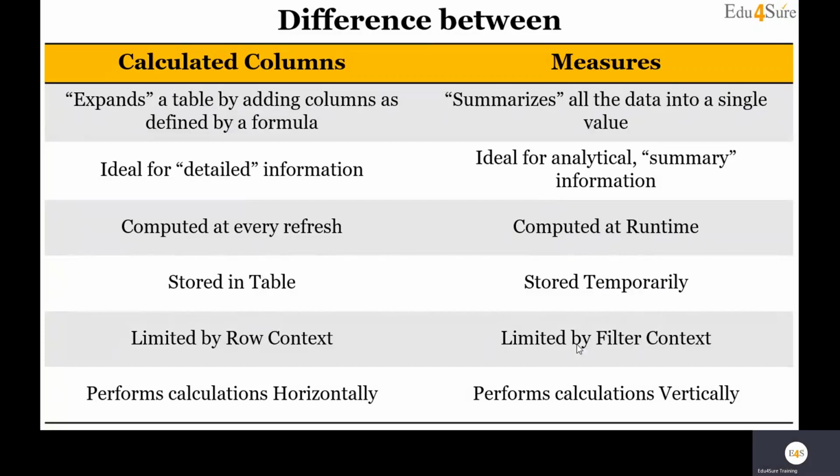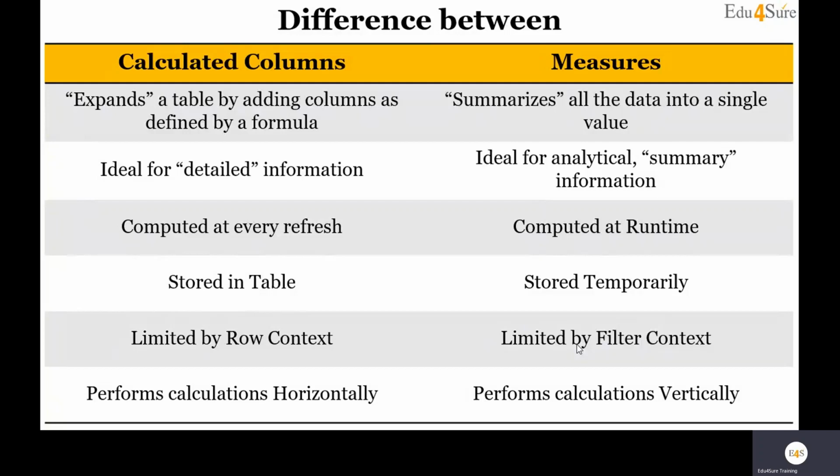Calculated columns are ideal for detailed information because we have that information for every row which we are calculating. And measures are ideal for analytical summary information because the output is a single value, the value which we are getting vertically. This value is not available for each row horizontally. So this is a single value, ideal for analytical summary information.